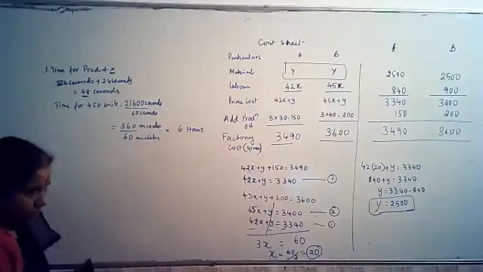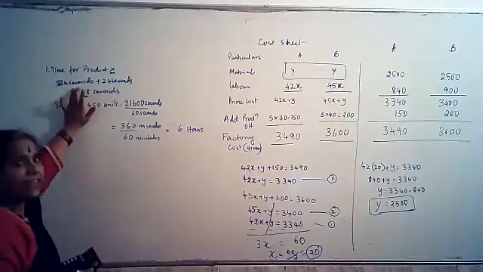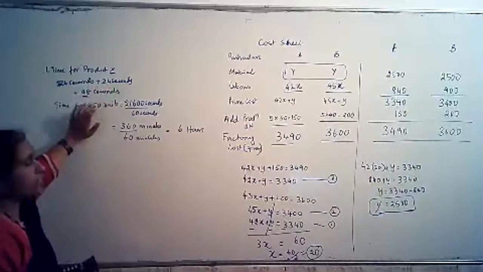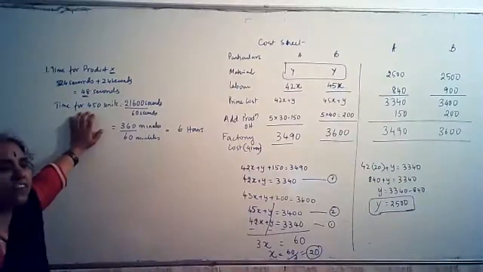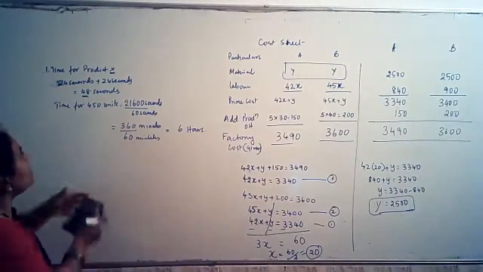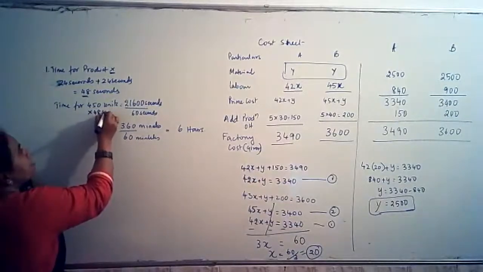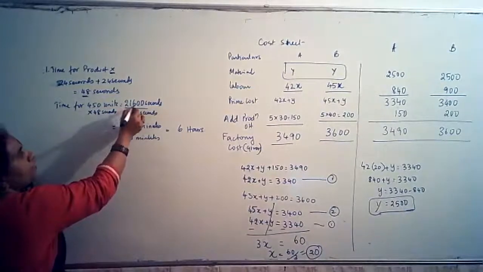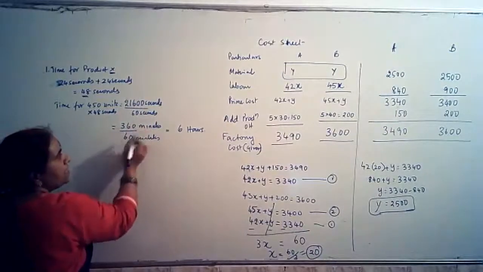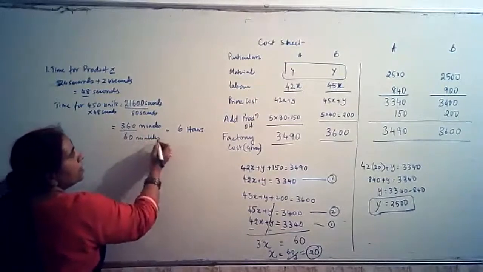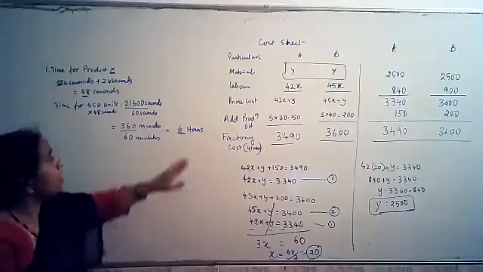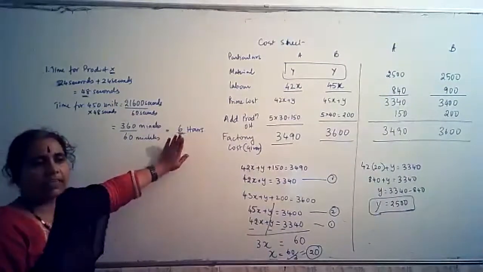So I have calculated now for product X: 24 seconds to manufacture one, plus a relaxation period of 24 seconds, altogether 48 seconds. The number of units manufactured is 450. To manufacture 450 units, 450 into 48 seconds is 21,600 seconds. I have divided this by 60 seconds to get 360 minutes. 360 minutes divided by 60 minutes is equal to 6 hours. This is what we got. How much time should he have taken? He should take 6 hours to manufacture this much product X.